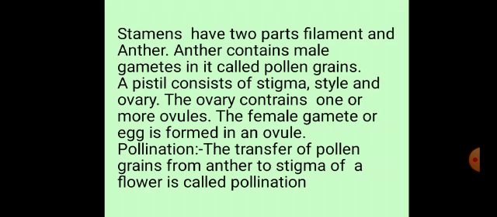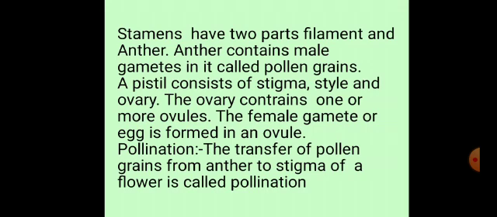Here, male gamete and female gamete. The male gamete is the pollen grain, the female gamete is the ovule. The male gametes are formed inside the anther, and the female gametes are formed inside the ovary. The transfer of the male gametes to the female parts is called pollination.